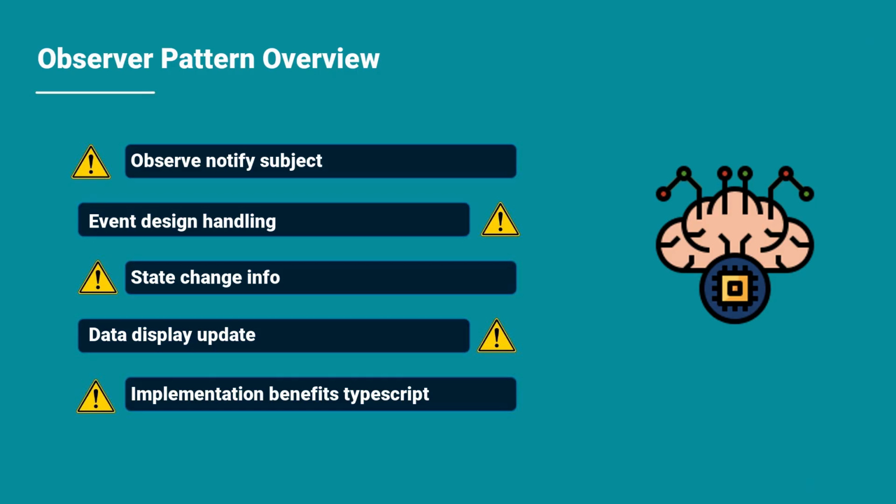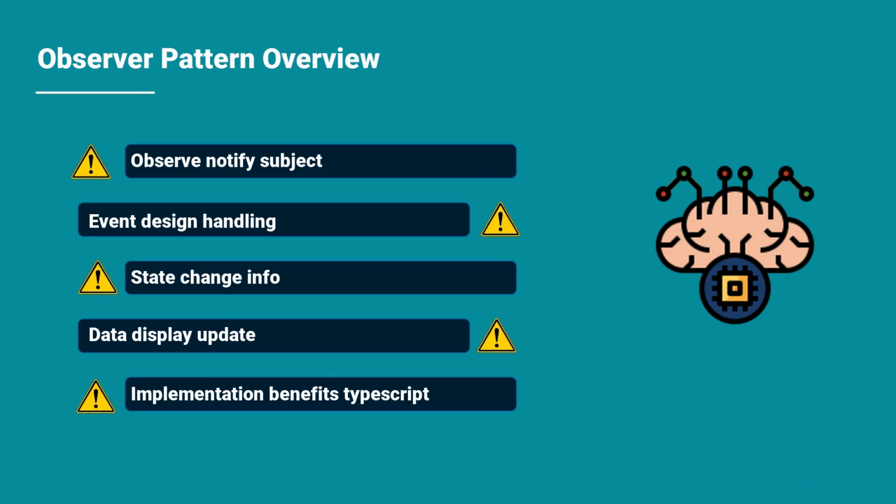The subject maintains a list of observers and notifies them of any state changes. This design pattern is incredibly beneficial in scenarios like event handling systems, notification services, or any scenario where one object needs to inform others about changes without being tightly coupled to them.